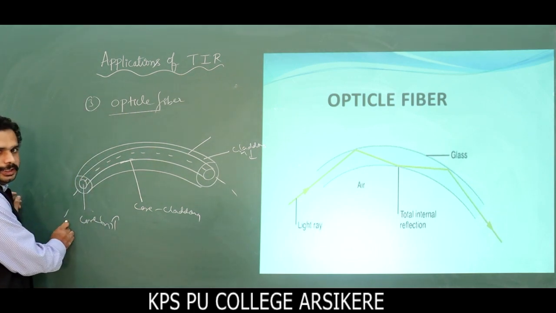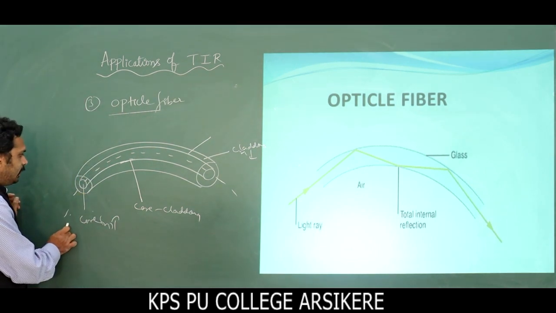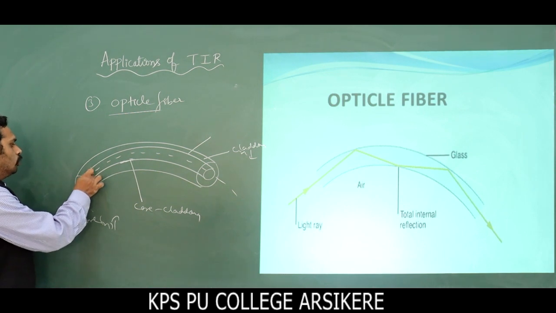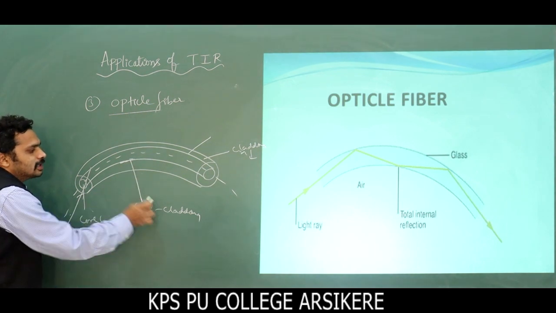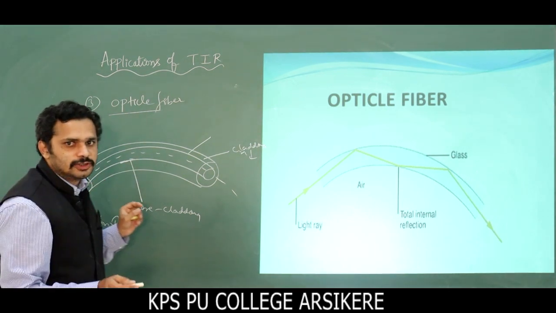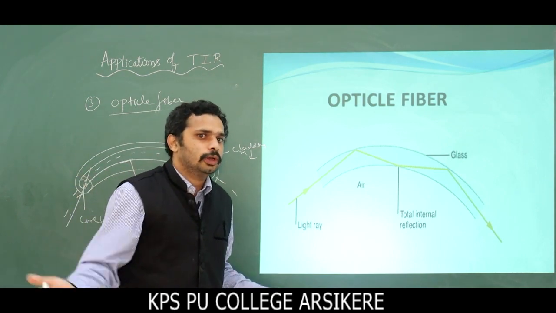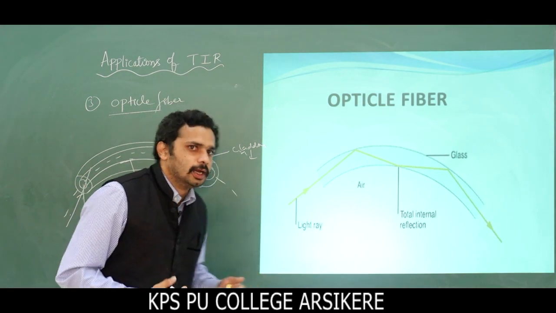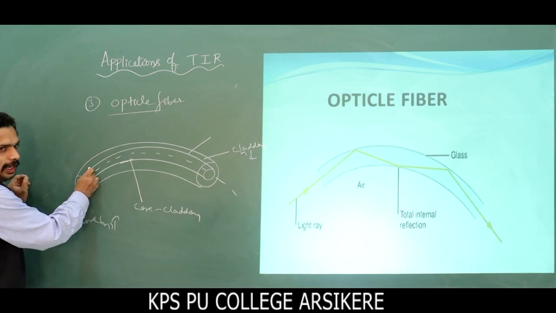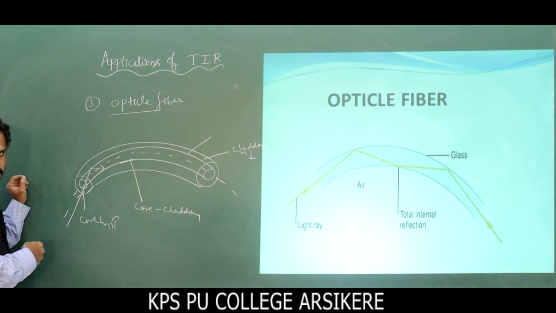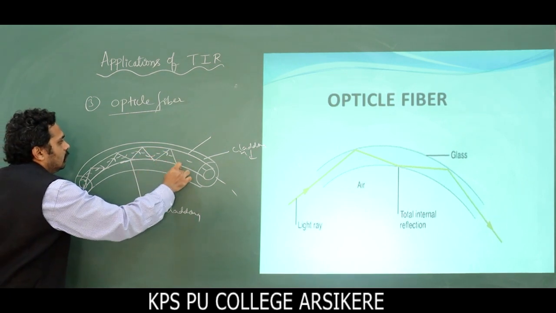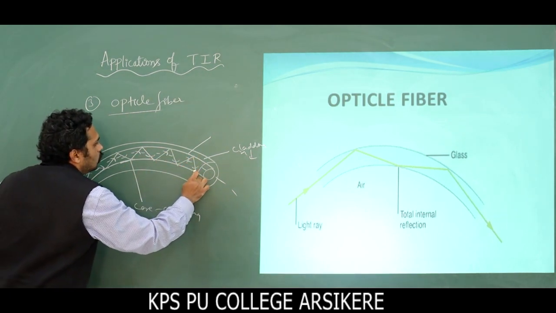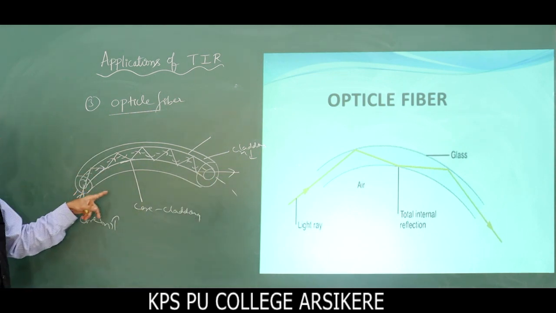Now the light enters from one end. The light enters into the core and falls on the core cladding surface. Core has a high refractive index, cladding has a lower refractive index. A ray of light travels from higher refractive index to lower refractive index. It undergoes TIR. Now it falls on the core cladding surface, it suffers TIR. So inside the optical fiber, know that it suffers multiple total internal reflections of light.